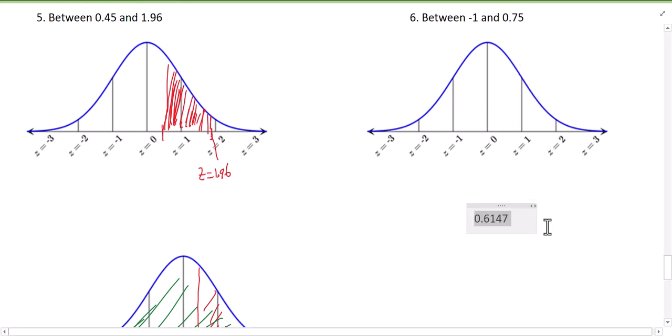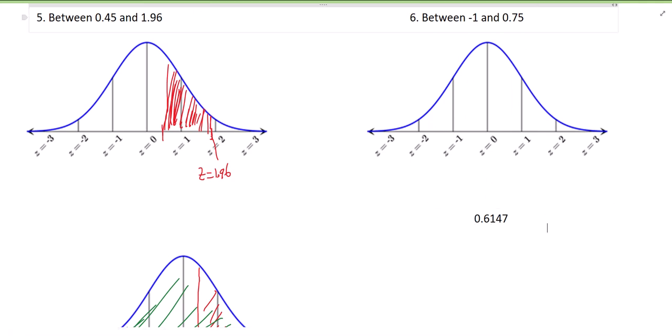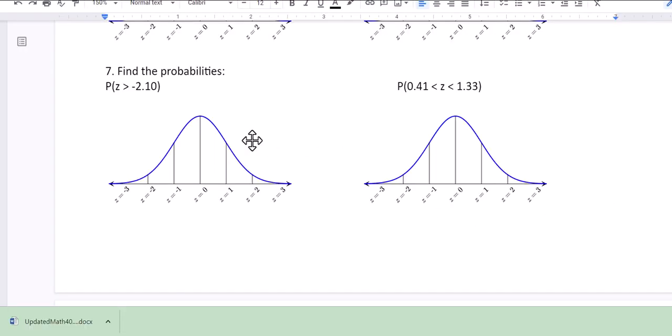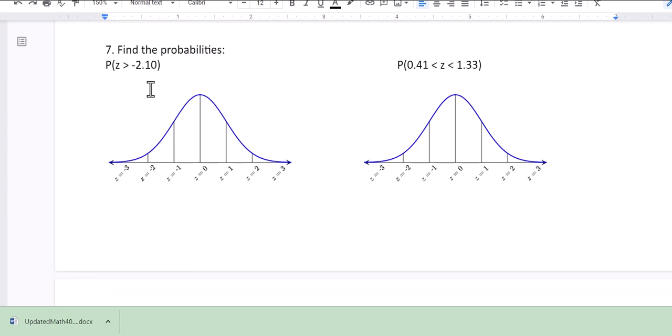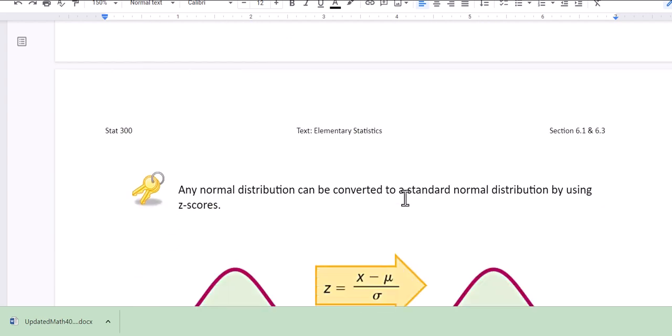Is that what you got when you did it on your own? Hopefully. In your notes, you have these 2 other ones. Find probability, so that's still asking you for the area, z greater than -2.10. So try that now that you know how to use StatCrunch for finding normal probabilities. Try that on your own, and then try also the 0.41 z between those 2 values. So try those on your own and see what you get.